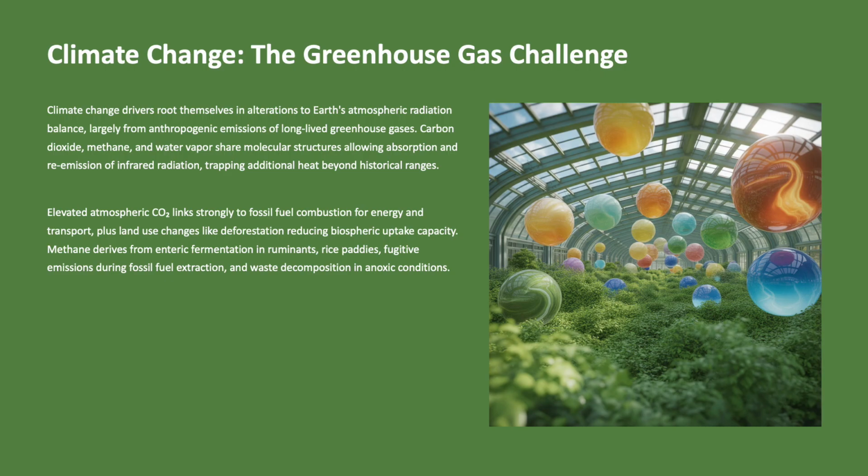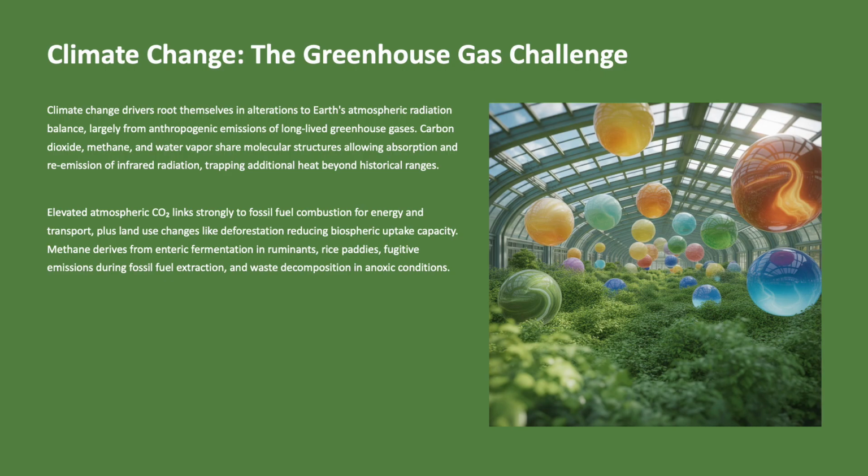Methane contributes significantly despite its lower atmospheric concentration compared to CO2. Its global warming potential is much higher, particularly over shorter timeframes. Agricultural activities are a major source. Enteric fermentation in ruminants releases methane, and rice paddies emit large quantities due to anaerobic decomposition in flooded soils. Fossil fuel extraction and transportation add further methane emissions through leaks and venting. Waste decomposition in landfills under oxygen-poor conditions also contributes sizable amounts.